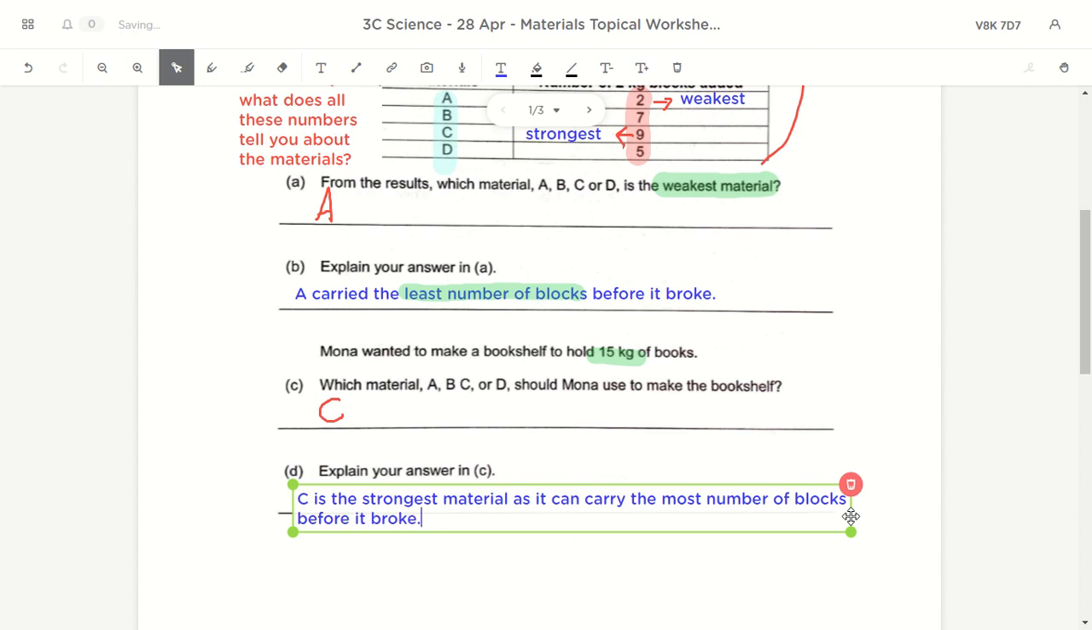Okay, so the first part is just telling me that it is the strongest material. Second part, you need to also tell me that it can hold up to 18 kg, because there's no point using the strongest material but yet it cannot hold 15 kg of books. Okay, so this is the answer for C. This is the most complete answer.